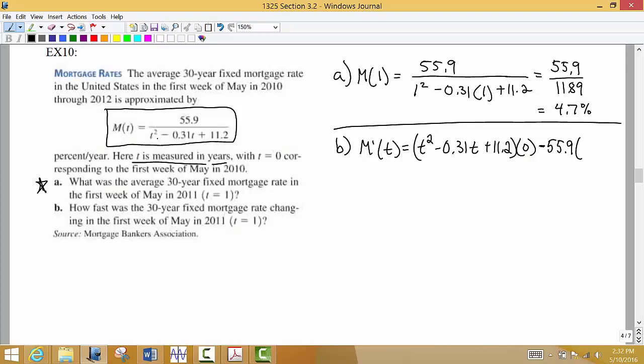times the derivative of the denominator. So that's going to be our power rule. So in the denominator, t squared, that would be 2t. And then here we have a constant times x, so we know the derivative would just be the constant. So 0.31. And then, of course, the derivative of the constant term that has no variable in it, we know that's 0. So we'll stop there. All over the denominator as is, but we're going to square it.